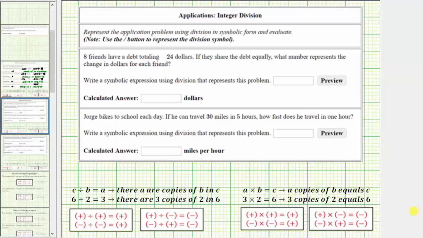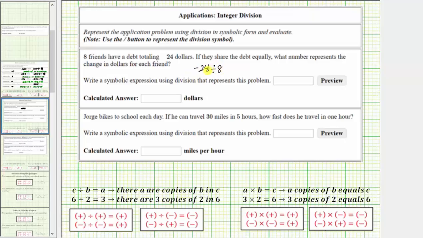We're asked to represent the application problem using division in symbolic form and evaluate. In the first example, 8 friends have a debt totaling $24. If they share the debt equally, what number represents the change in dollars for each friend? We would use the integer -24 to represent the total debt of $24. And because we're dividing this equally among the 8 friends, the quotient is -24 divided by 8.